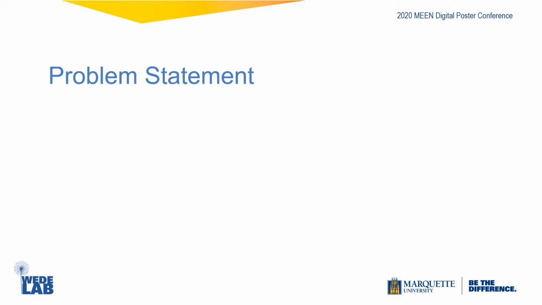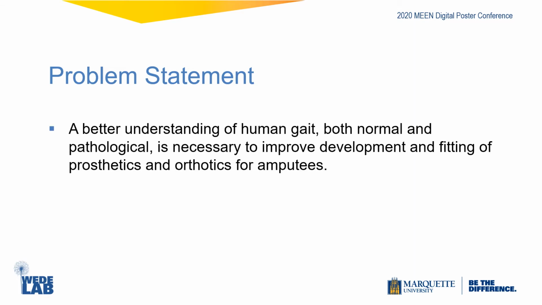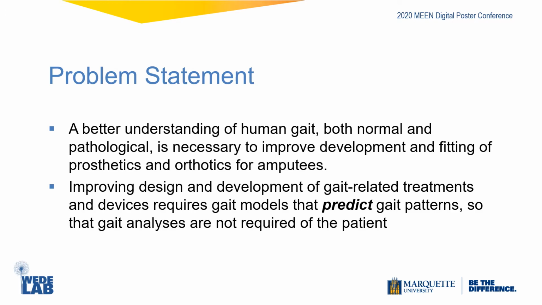Though learning to walk is a natural part of human development, current understanding of human gait is limited, inhibiting the application and development of gait-related treatments and medical devices, such as prosthetics and orthotics. A better understanding of human gait, both normal and pathological, is necessary to improve the development and fitting of prosthetics and orthotics for amputees. Improvement of these devices requires gait models that allow for the prediction of normal and pathological gait so that experimental gait analyses are not required of the patient.